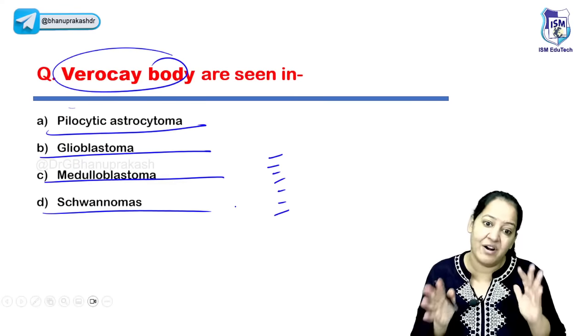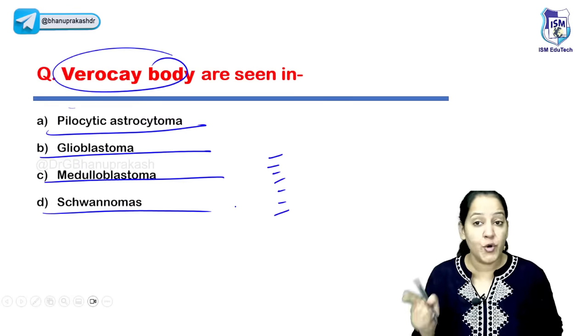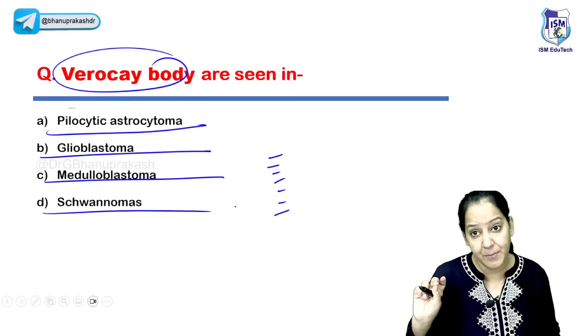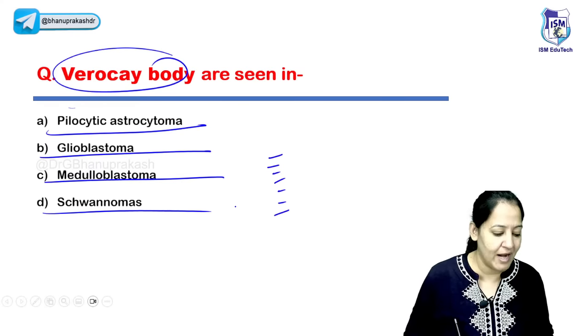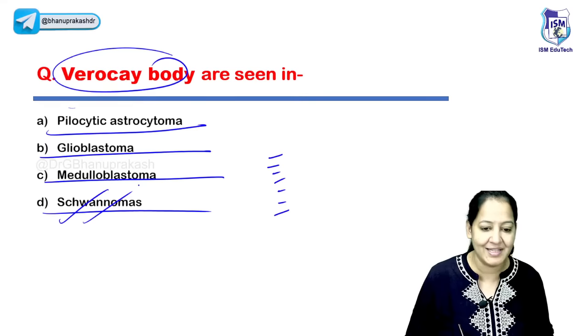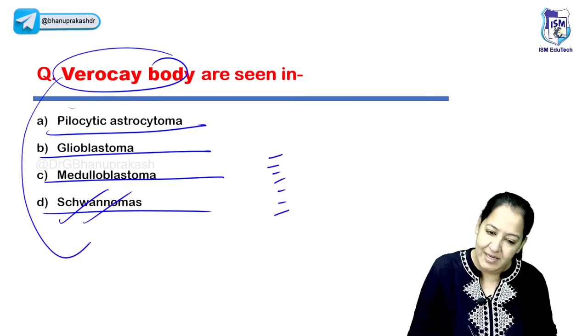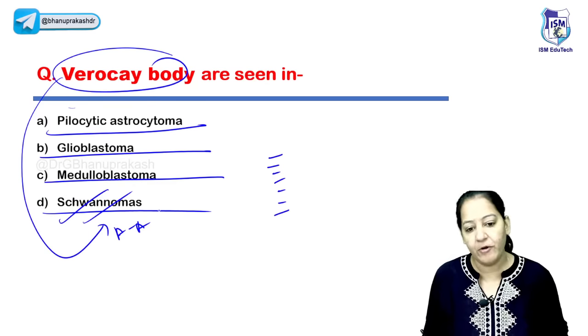You have to take the catchy word. What is the catchy word in this tumor? I told you Antoni A, Antoni B, hypocellular, hypercellular, with the nucleus and palisading pattern. So in which tumor did I tell you Antoni A, Antoni B? Yes, again the correct answer is schwannoma. So Verocay bodies are seen in Antoni A area of schwannoma.